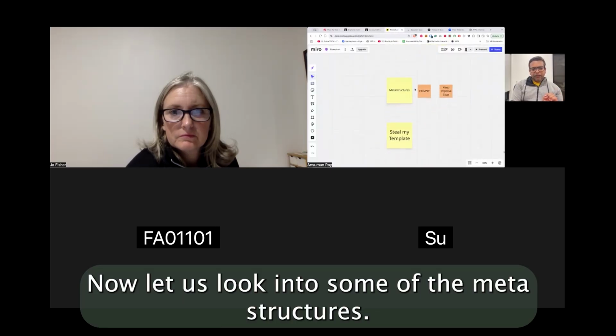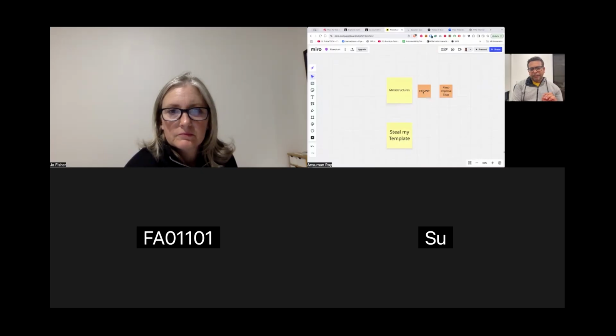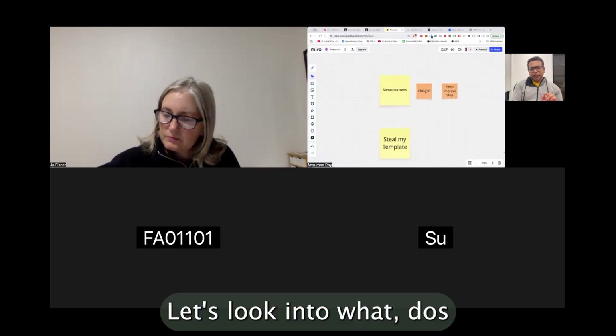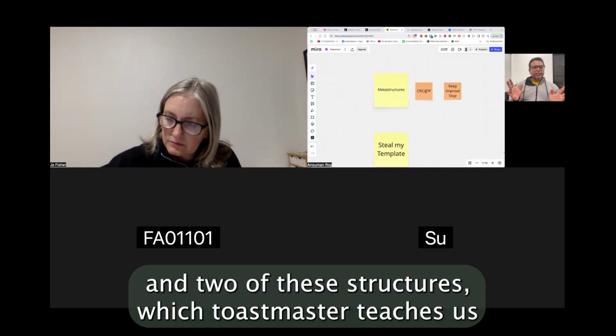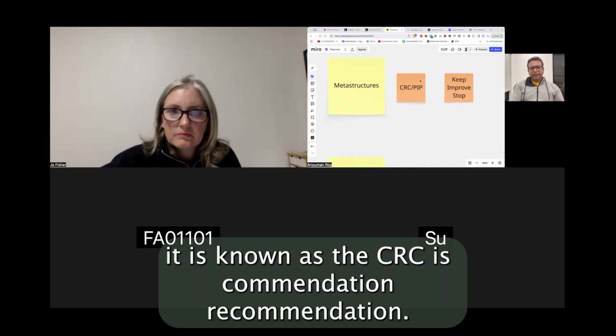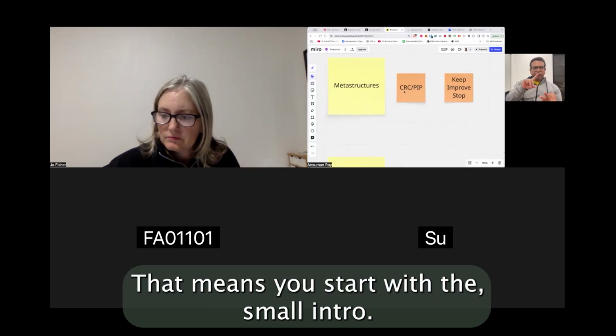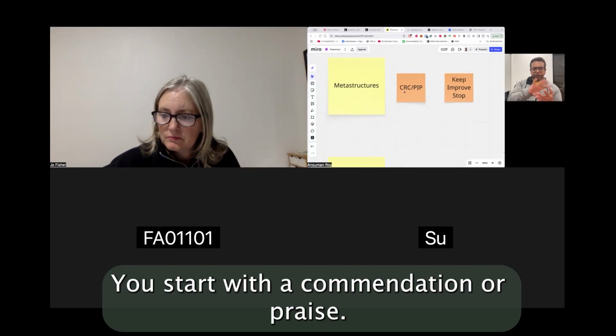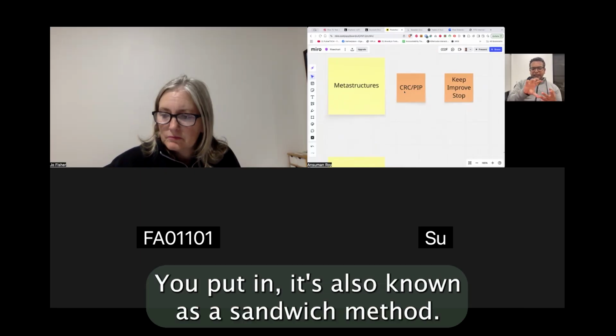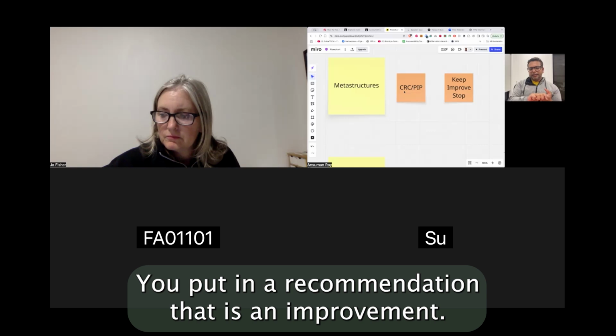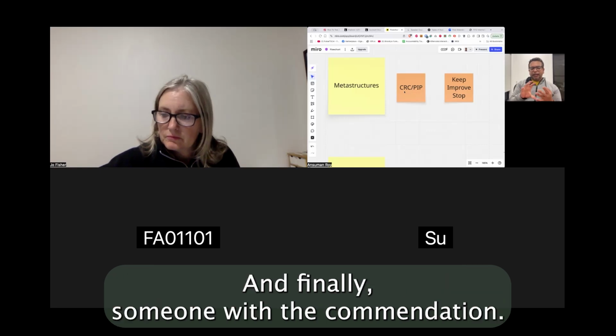Now, let's look into some of the meta structures which Toastmasters teaches us. It is known as the CRC: commendation, recommendation, commendation. That means you start with a small intro. You start with a commendation, a praise. It's also known as the sandwich method. You put in a recommendation, that is an improvement, and finally sum up with a commendation.